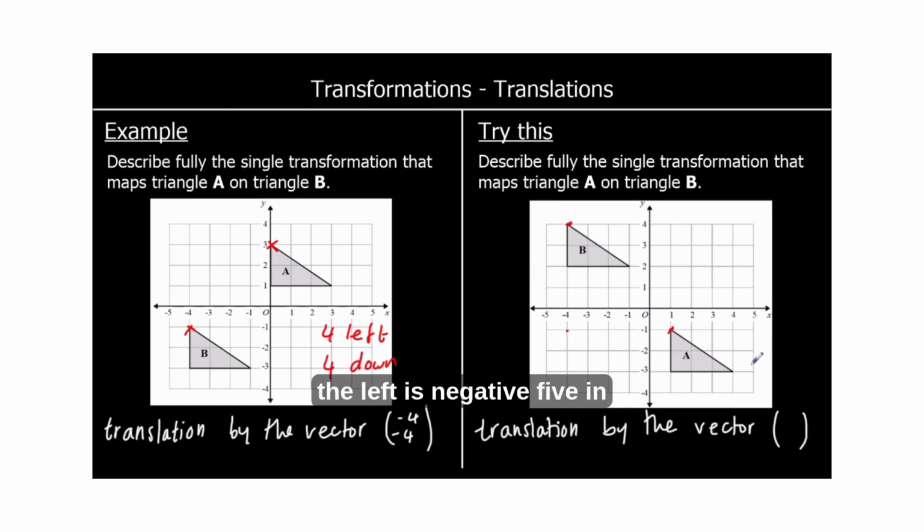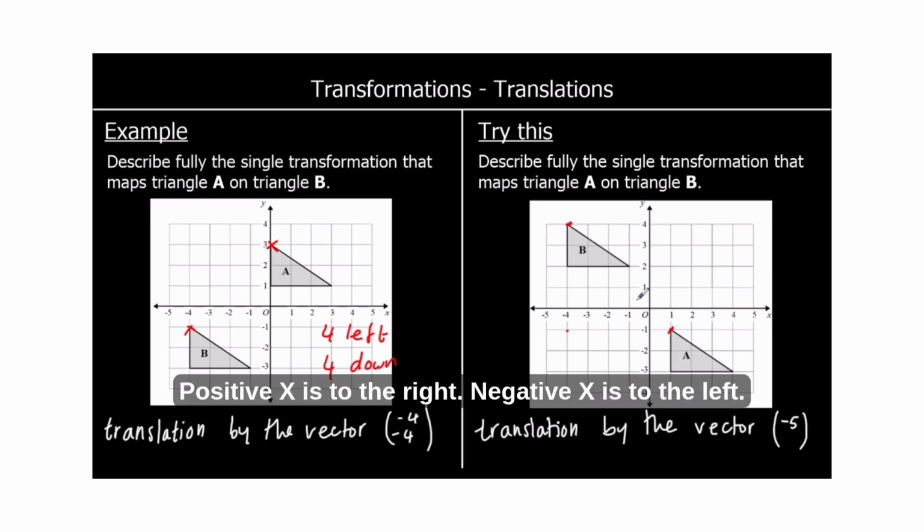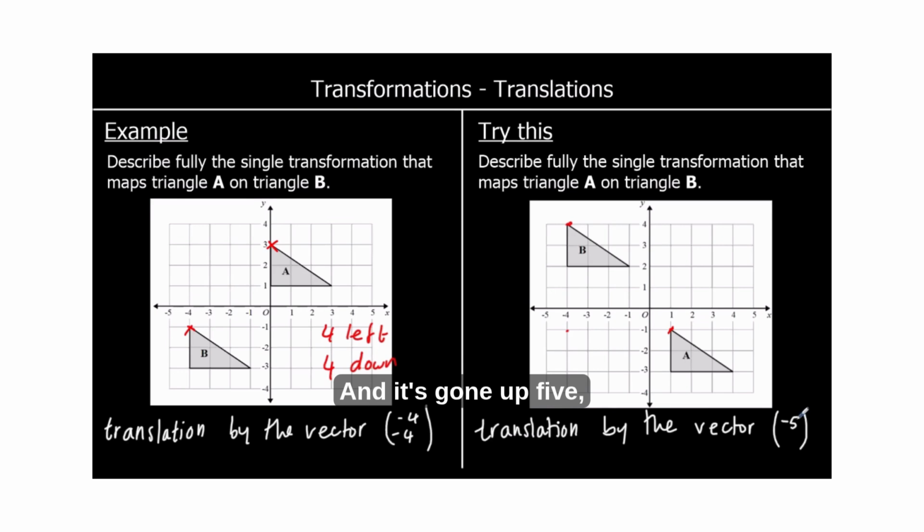So 5 to the left is negative 5 in the x direction. Positive x is to the right, negative x is to the left. And it's gone up 5, which is positive 5 in the y direction. Positives are up, negatives are down.